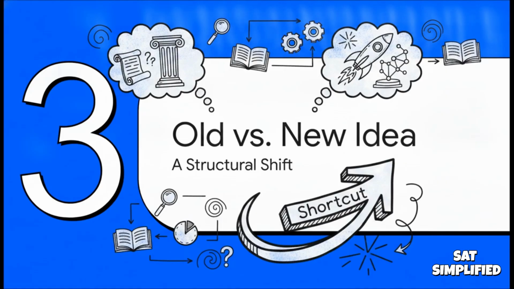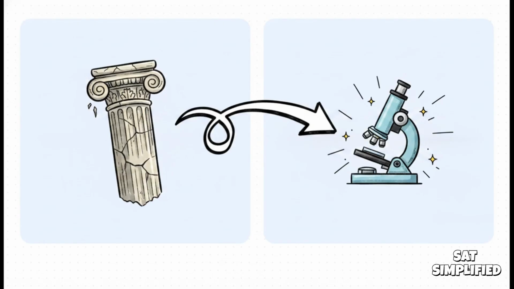All right, Section 3, old idea versus new idea. We're now going to introduce literally the single most powerful shortcut for deciphering science and social science passages. This is a total game changer. It's called the old idea versus new idea template.